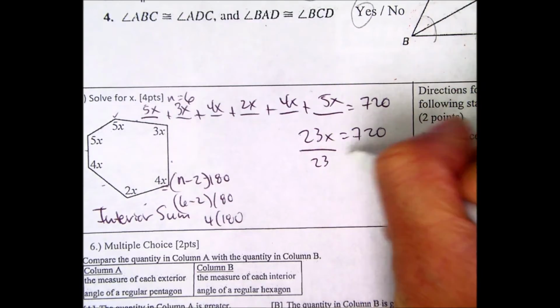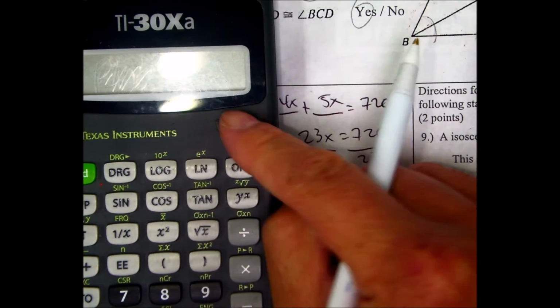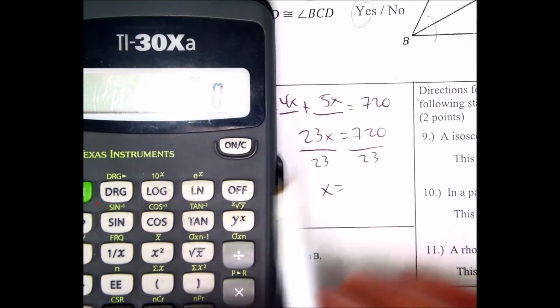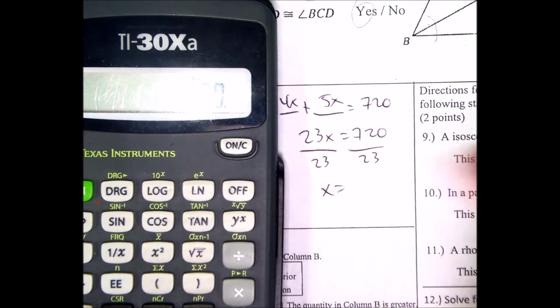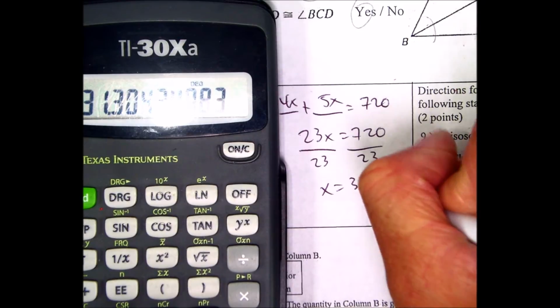Next to each other, so that's multiplication. Pull out my calculator. 720 divided by 23. And I get approximately 31.3.